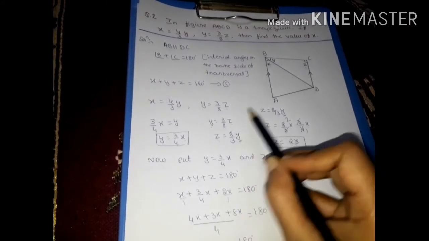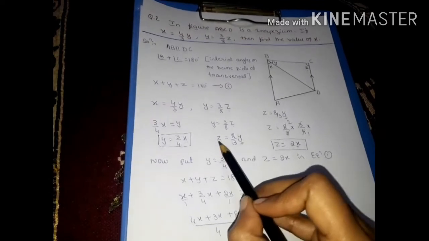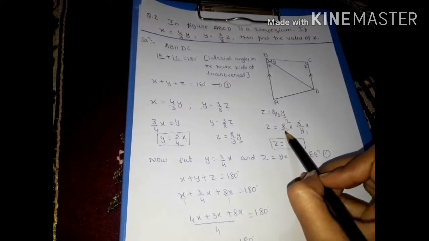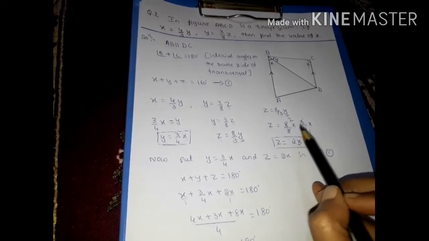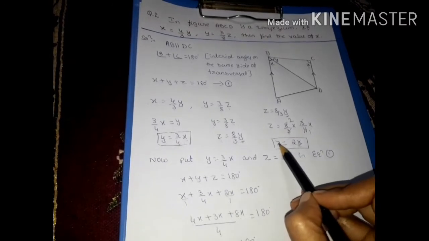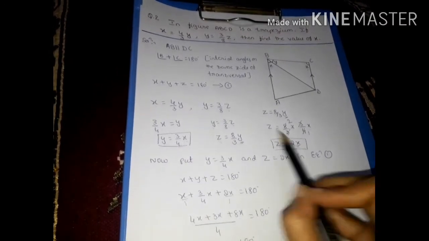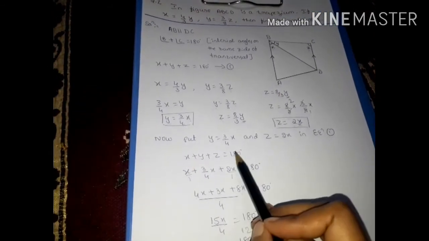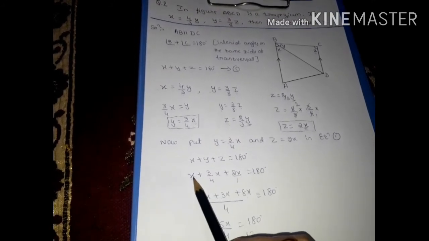Again you have to convert in terms of x. So z equal to 8 by 3y, 8 by 3 as it is you keep, into wherever y is there substitute 3 by 4x. After simplification we'll get z also in terms of x. Now y and z we got in terms of x. These y and z values substitute in the equation 1, then all values will be in terms of x, then it is easy to simplify and get the x value.